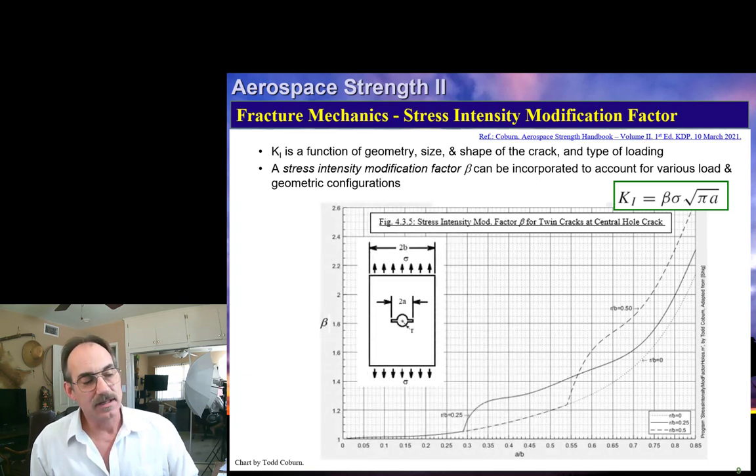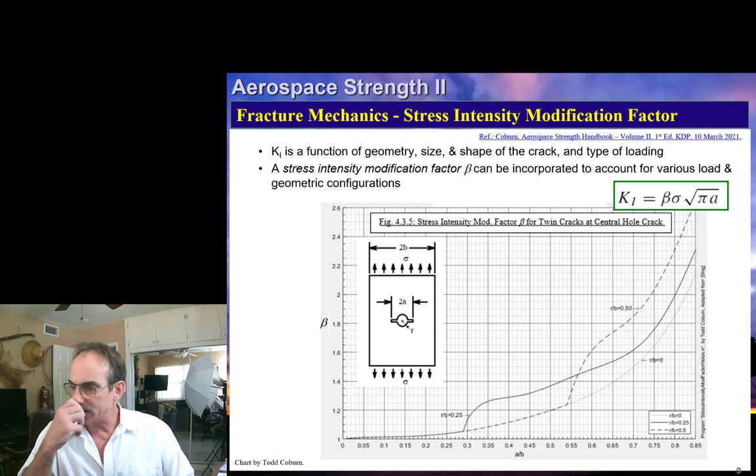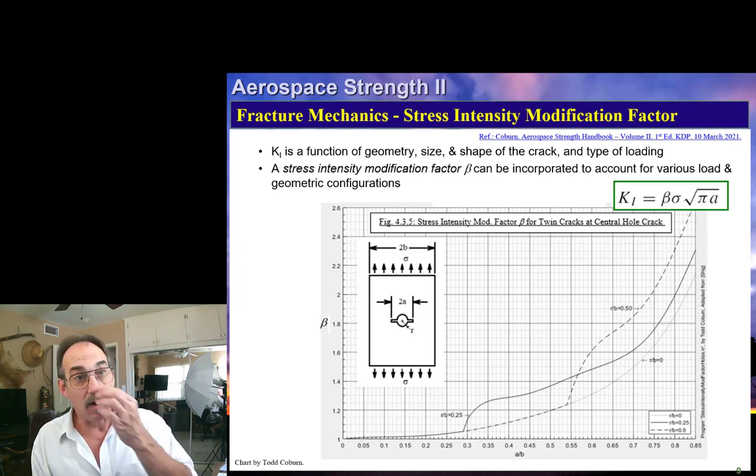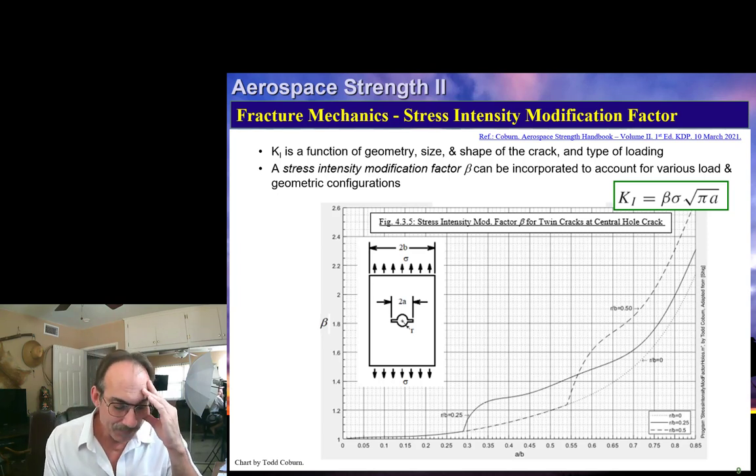Here's another one. This is a little trickier. In this case, we have a hole. Now we have a lot of holes in aerospace, and a lot of times we start the cracks from there. So if we get a condition like this, we're going to look and say, okay, what is our A over B ratio? First, we'll take the distance from edge to edge, and we'll call that 2A.